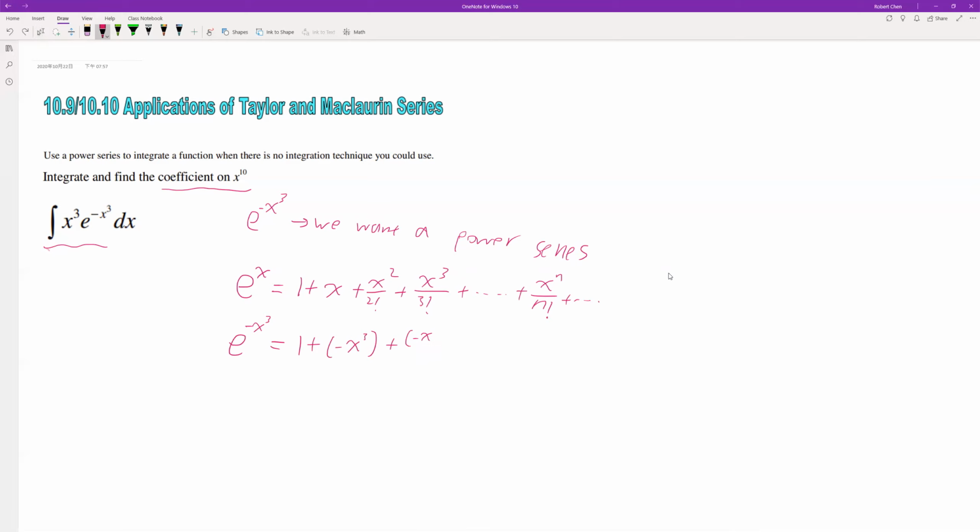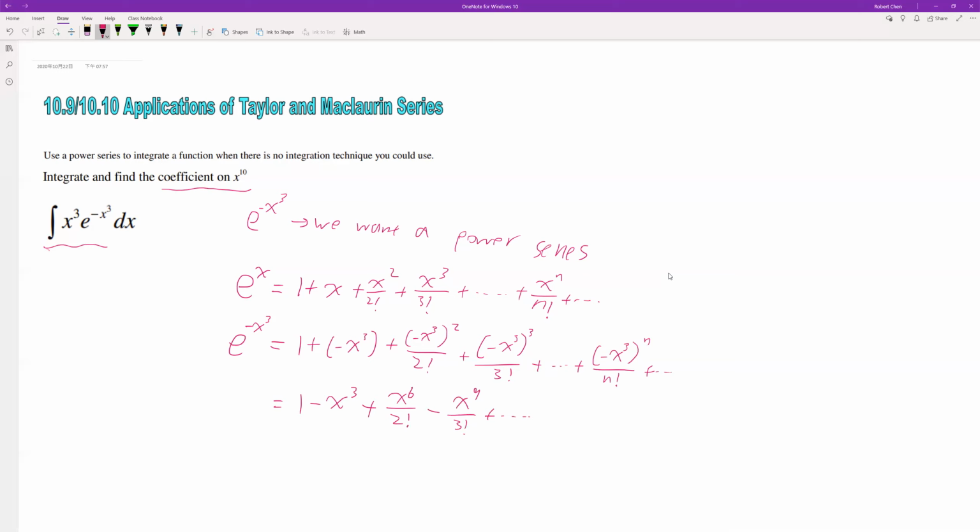Negative x cubed squared over 2 factorial plus negative x cubed to the third power over 3 factorial, and the general form will look like negative x to the third power to the n over n factorial. Let's just write out the first few terms and see what we have. That's 1 minus x cubed plus x to the 6 over 2 factorial. I'm going to keep the denominator as factorial, minus x to the 9th over 3 factorial and so on.